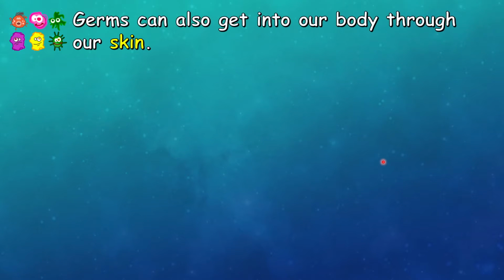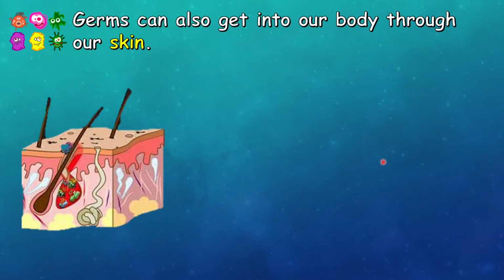Next, germs can also get into our body through our skin. Now, your skin has pores. Can you check your arm? Your arms have tiny hair, right? Small hair. Now, for example, there's one strand of hair. That strand has a hole. Do you know?